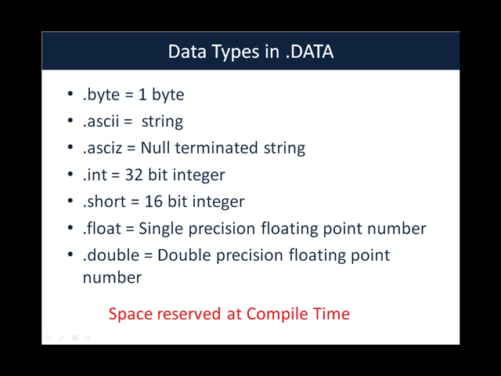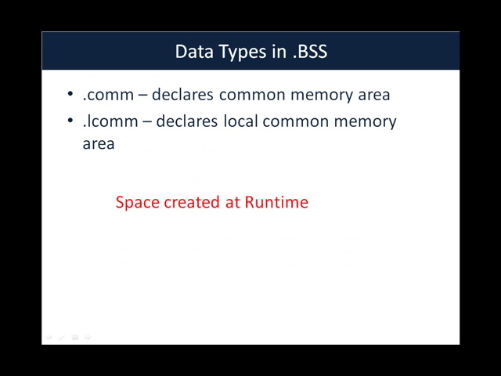The important thing to note is that the space for these data types when they are defined is actually reserved at compile time itself. So we'll get into a small demo of how to go about exploring these various variables created using these data types in assembly language. But before that, let's quickly look at the various data types which can be defined in the .bss segment.